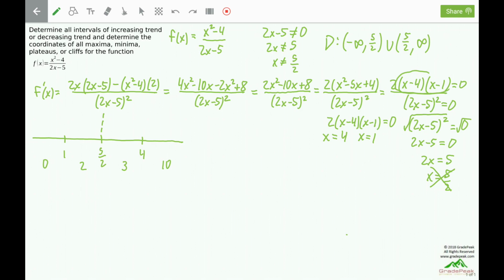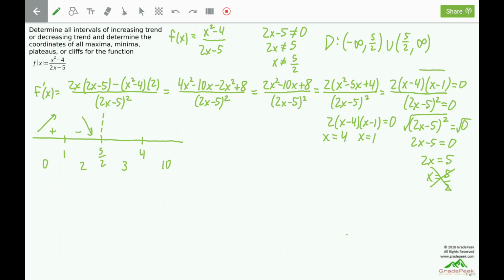So here's the only portion of the derivative that matters. Plugging a 0 in there, we have 0 minus 4, which is negative, 0 minus 1, which is negative. Negative times negative is positive. We have a positive first derivative, which corresponds to an increasing trend. Plugging the test value of 2 in the portion of the first derivative that matters. 2 minus 4 is negative. 2 minus 1 is positive. Negative times positive is negative, which corresponds to a decreasing trend.